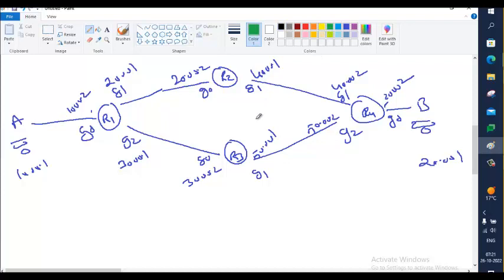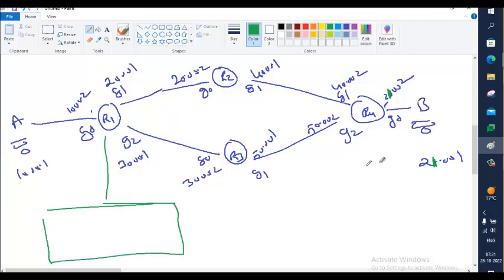Let's make 21. Now, you see, this router by default will have three networks. By default, it will have three networks in its routing table.